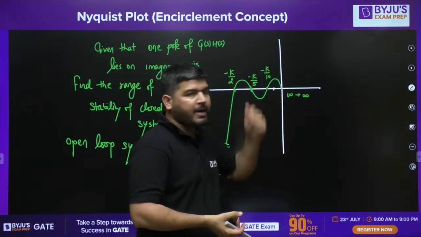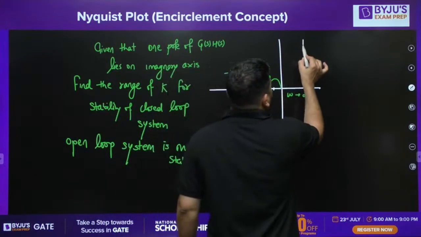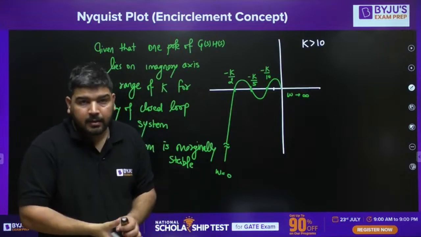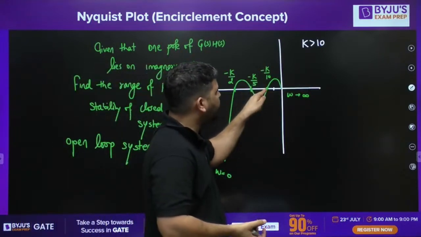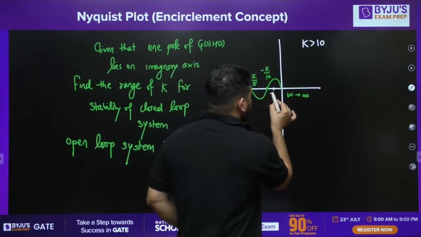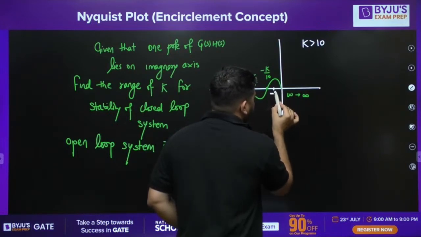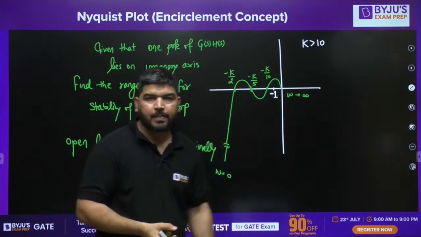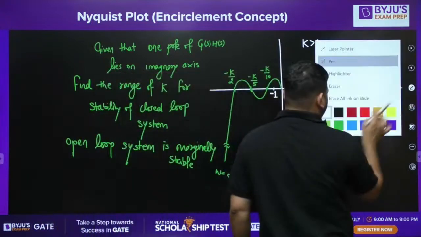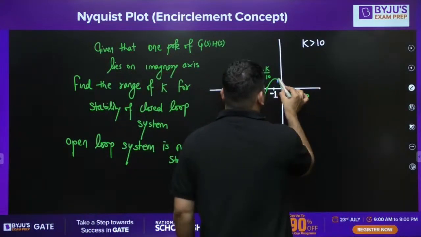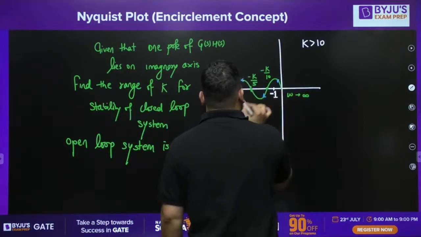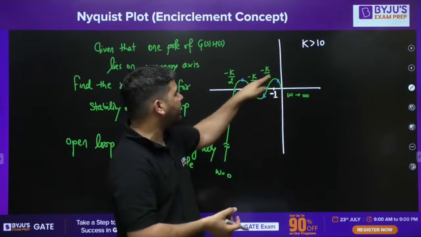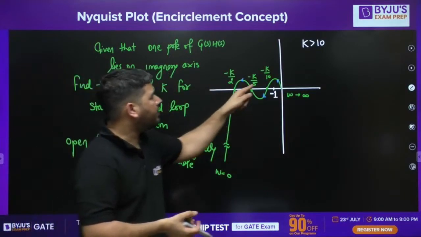How can you assume -1 here? If I take K to be greater than 10, let's say 20, then this point will become -2, and -1 will come here. This is my -1 point, and the polar plot will go like this, because I am moving from infinity to 0. Now I have to calculate phi 11.